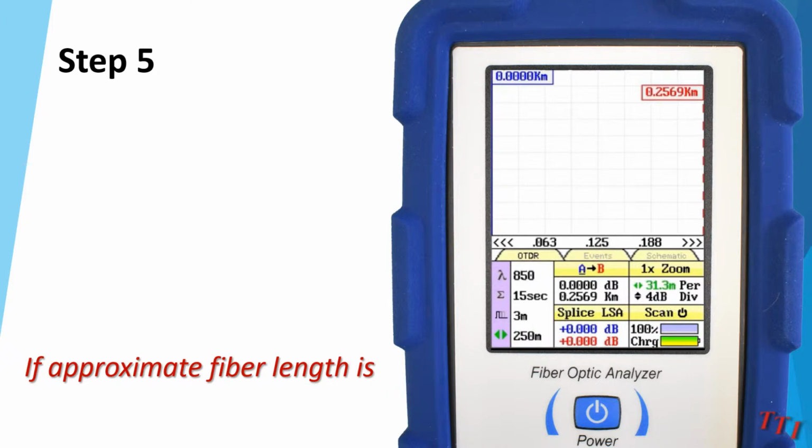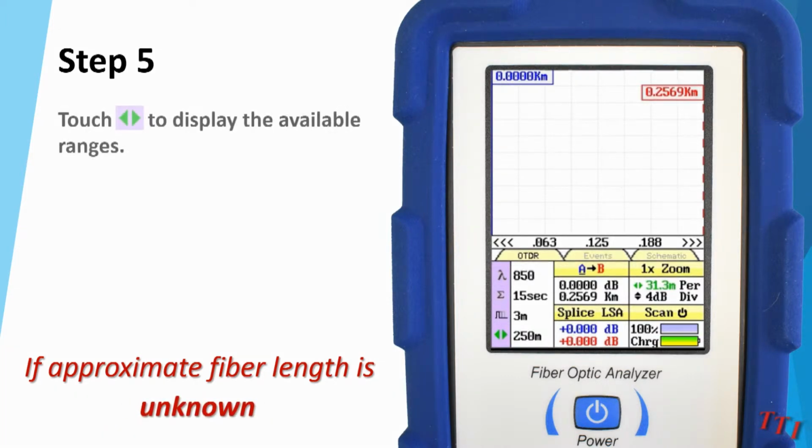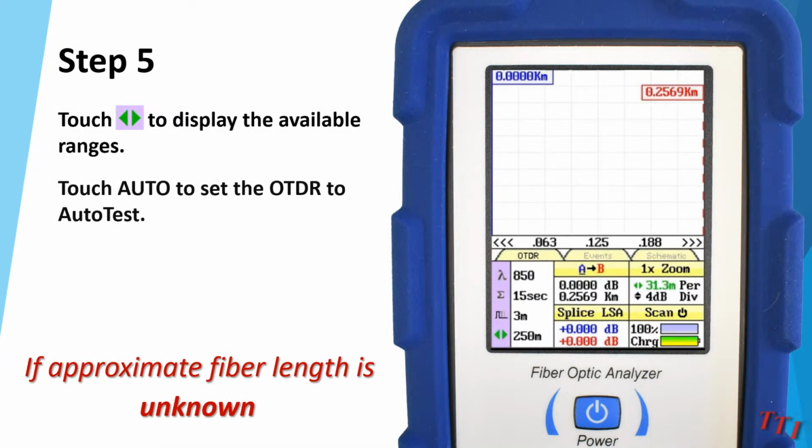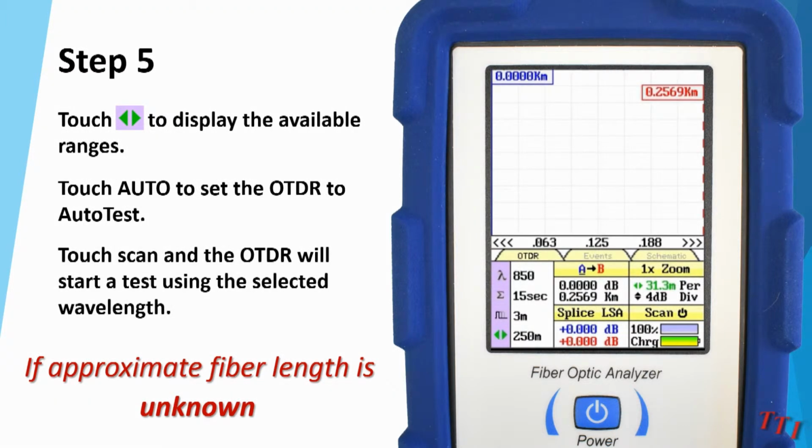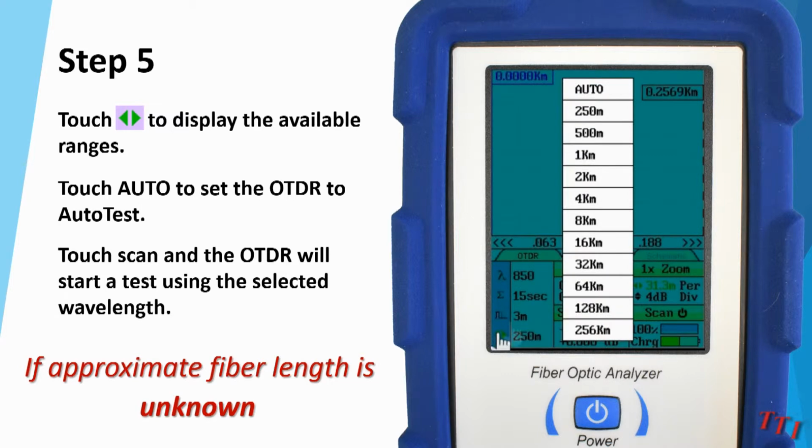If the approximate fiber length is unknown, touch the range icon to display the available ranges. Then touch Auto to set the OTDR to auto test. Lastly, touch Scan and the OTDR will start a test using the selected wavelength.